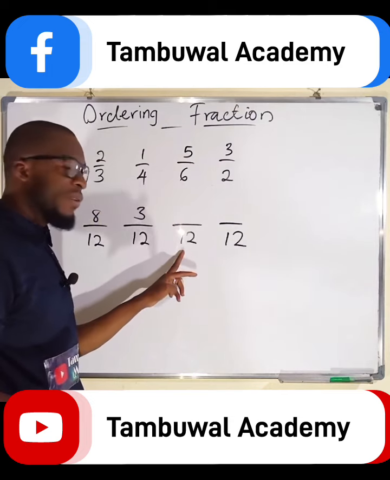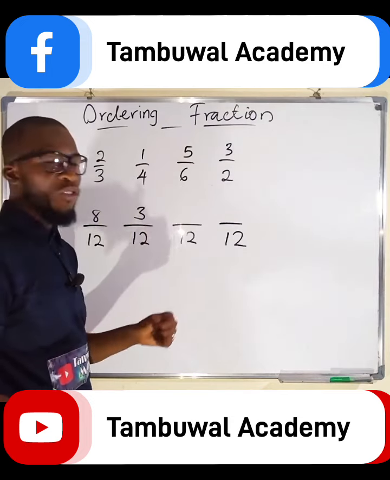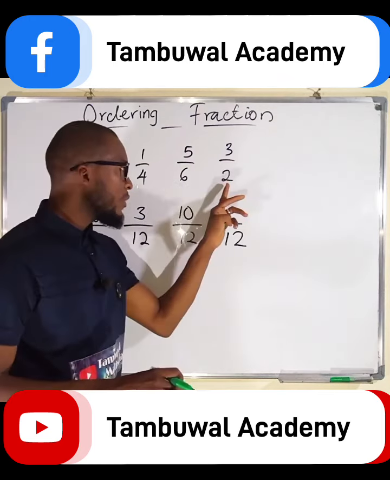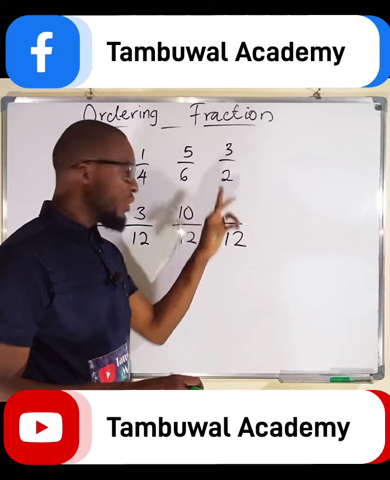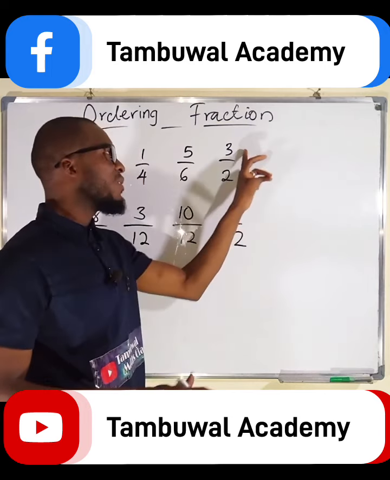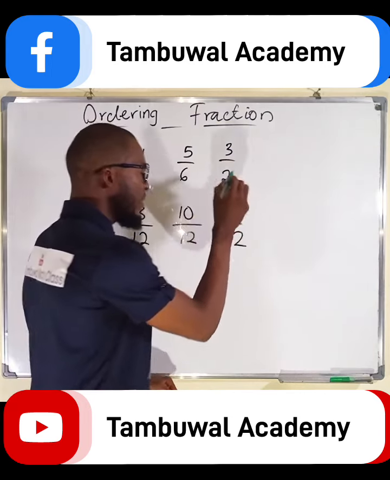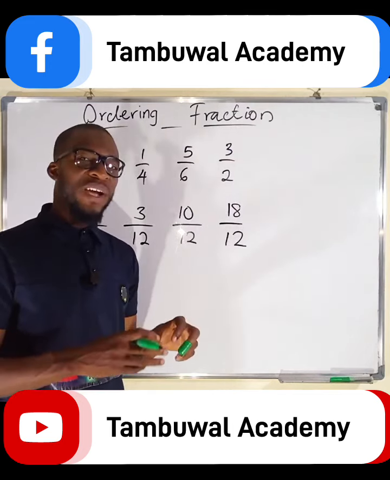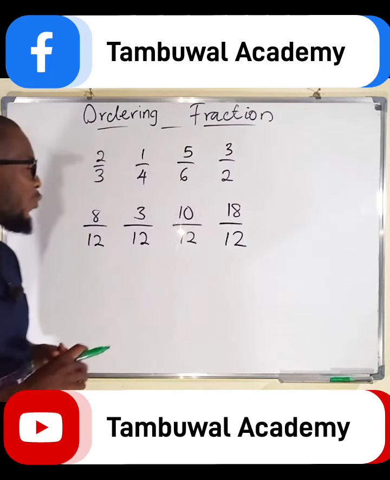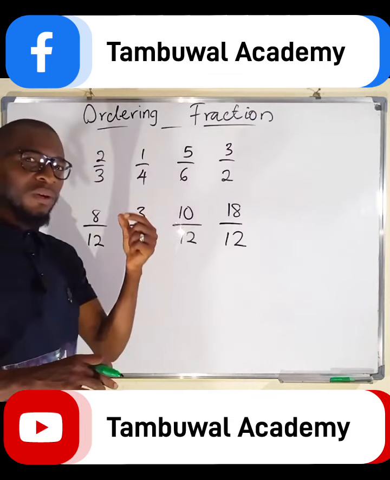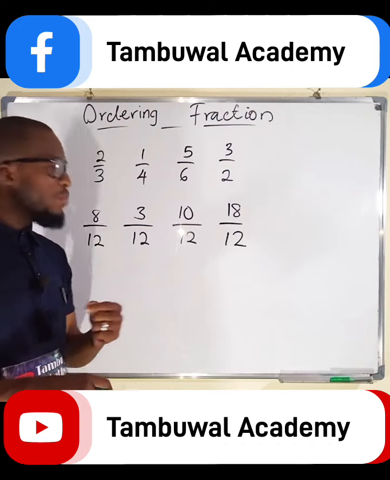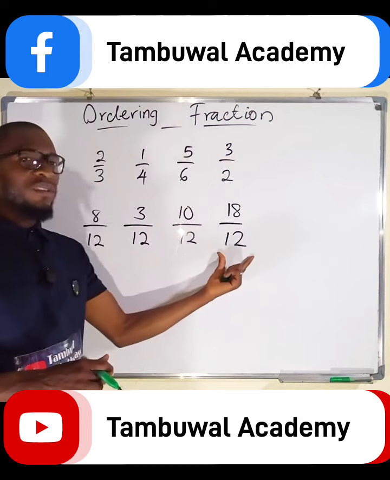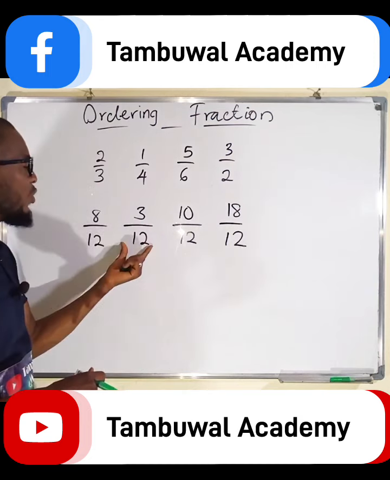6 times 2 is 12. So we are going to multiply the numerator by 2. 5 times 2 is 10. 2 times 6 is 12. So we are going to say 3 times 6 is 18. Now you can see we have common denominator. So to identify the smallest one is that one that has the smallest numerator. And the biggest fraction here is that one that has the biggest numerator. So this is the biggest fraction here, while this is the smallest.